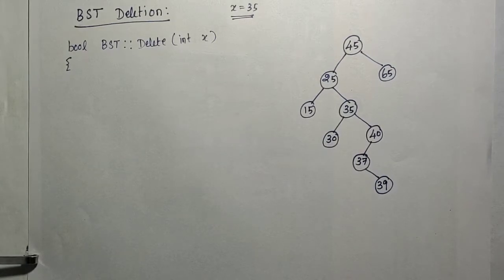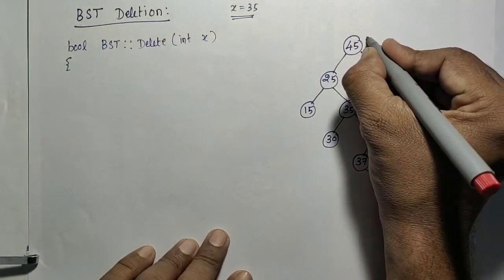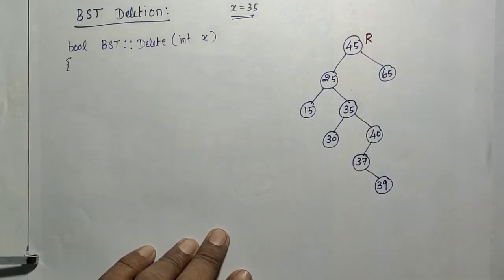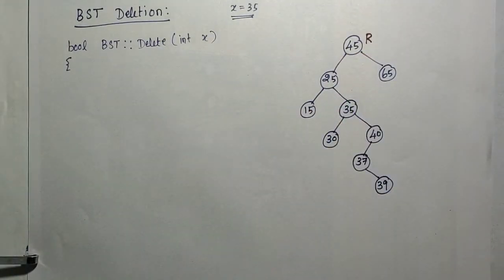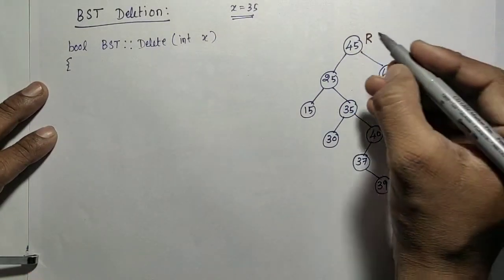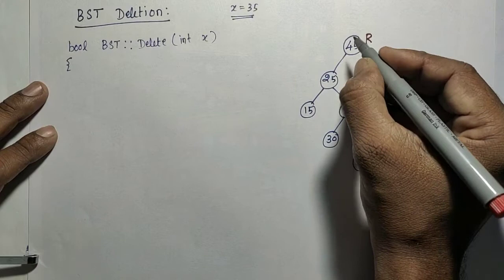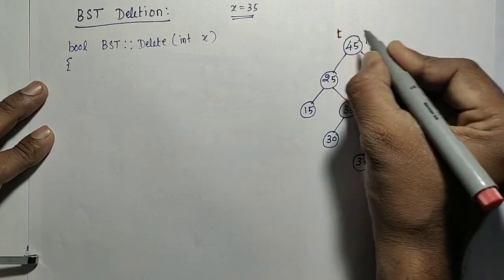So first I need to start searching for the 35. The searching always starts from the root. So assume this is the root, 45 is the root. Here I need to take a temporary variable t which is pointing to the root.